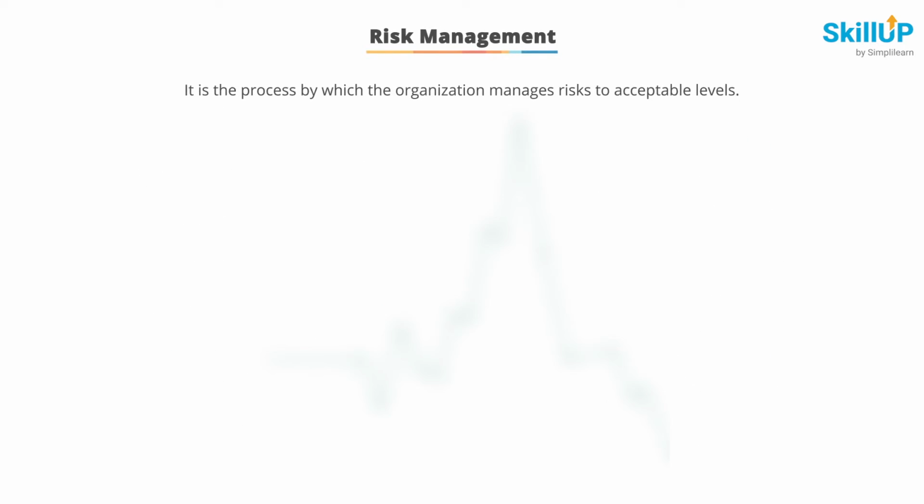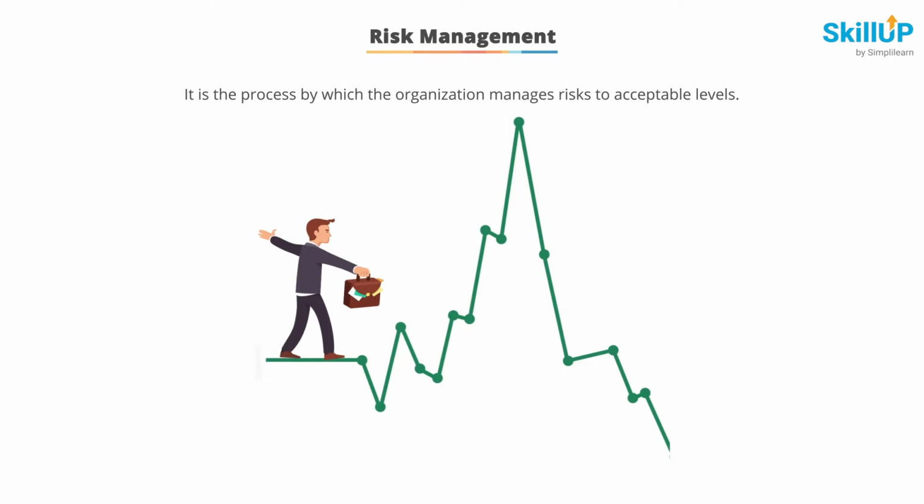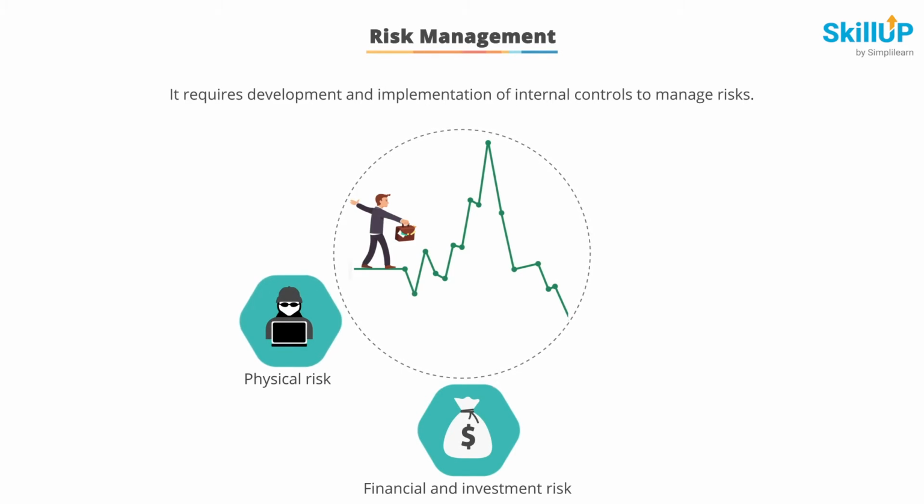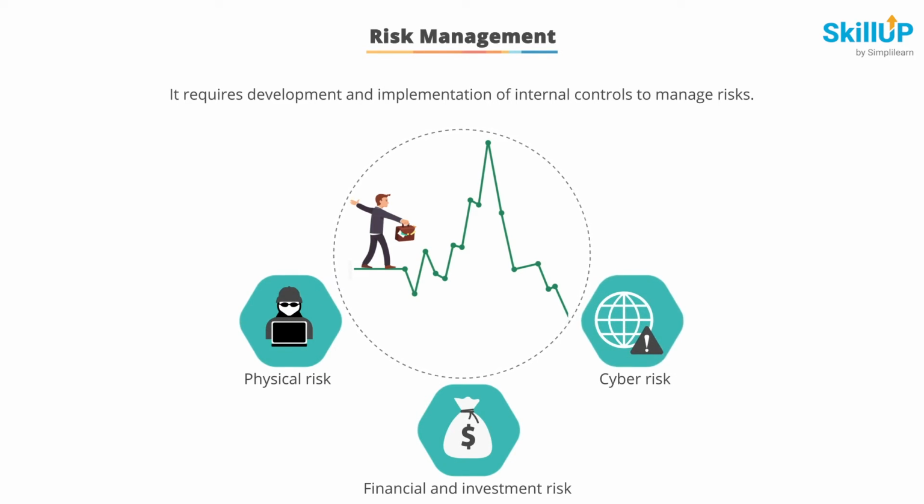Under risk management, it is the process by which the organization manages risk to acceptable levels. Risk management requires the development and implementation of internal controls to manage and mitigate risk throughout the organization, including financial and investment risk, physical risk, and finally, cyber risk.